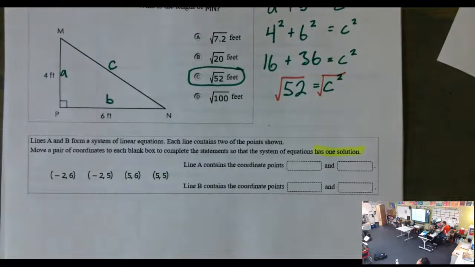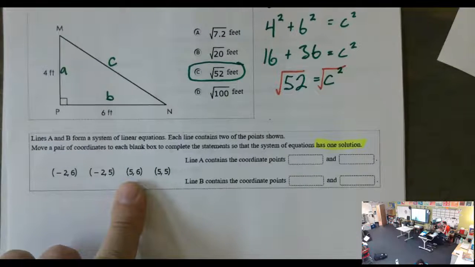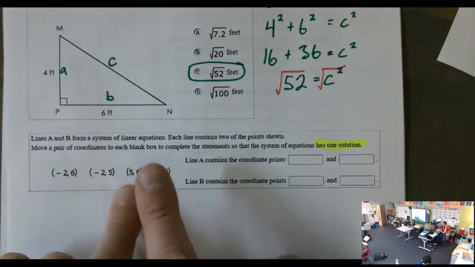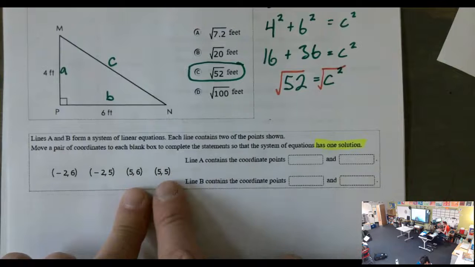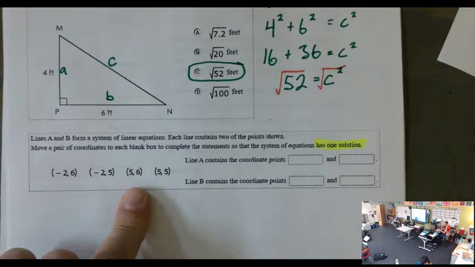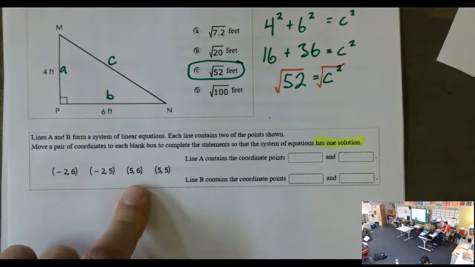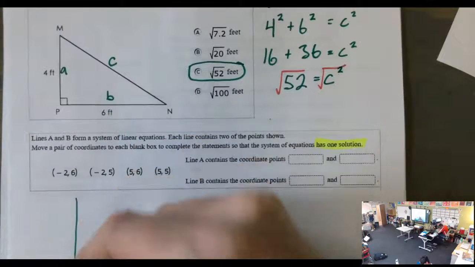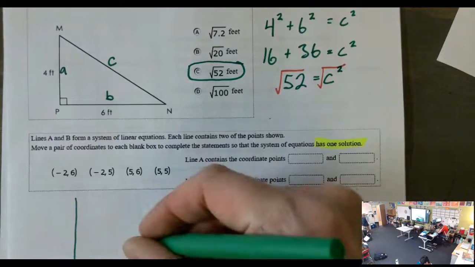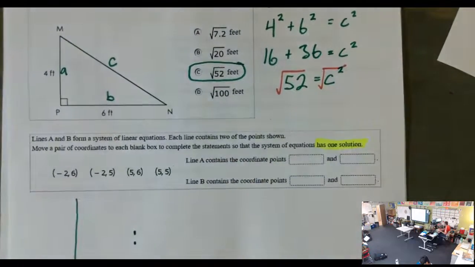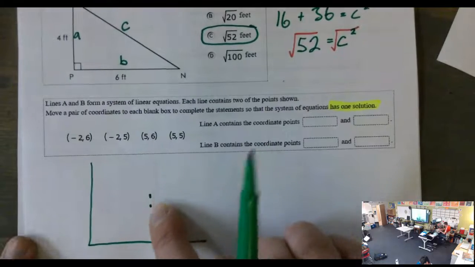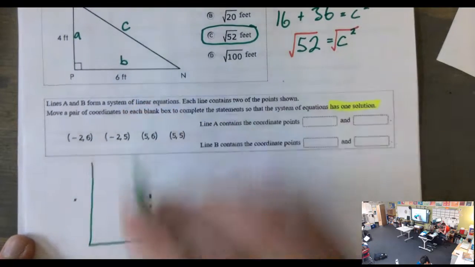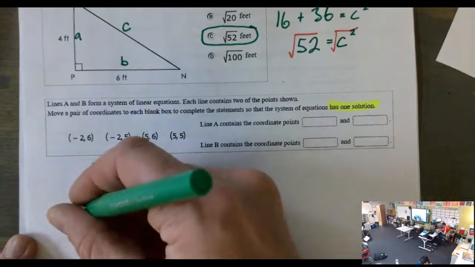If a line uses the same x values, like 5, 6 and 5, 5, what would this line look like? It'd be a straight line up. Because think about it, the same x value, 5, 5 and 5, 6, would be like here and here. They'd be on top of each other. Negative 2, 6 would be out here. Negative 2, 5 would be out here.